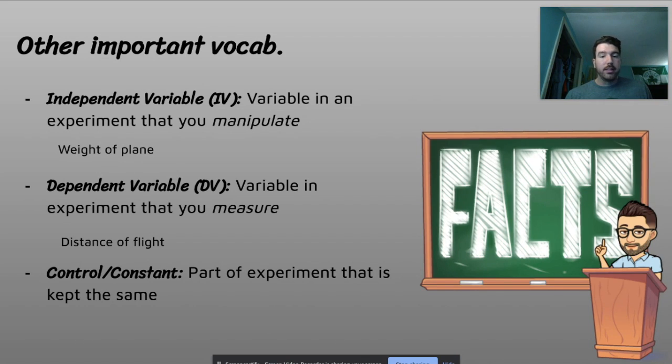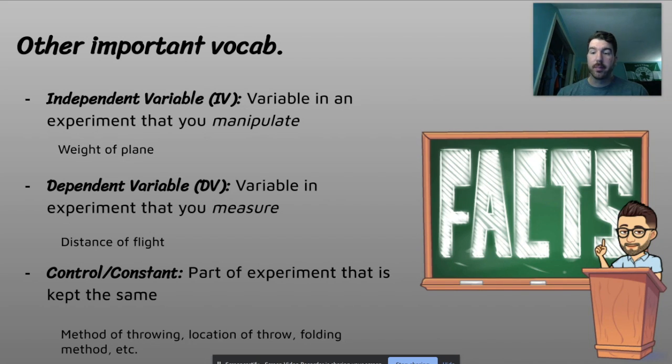And the last is the control variable or the constant. It's a part of the experiment that is kept the same. So things that we kept the same in this experiment were the method that we are throwing the airplane, the location of the throw, and then if, let's say, we had to make multiple airplanes, we should be folding those airplanes the same exact way every time. So that's the scientific method.